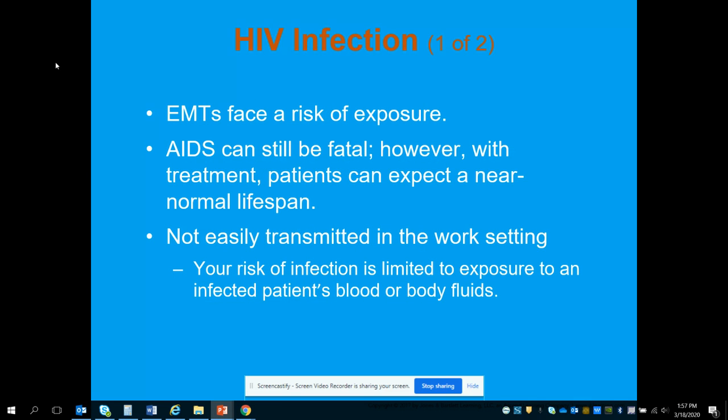Looking at HIV infection, so EMTs face a risk of exposure to HIV.